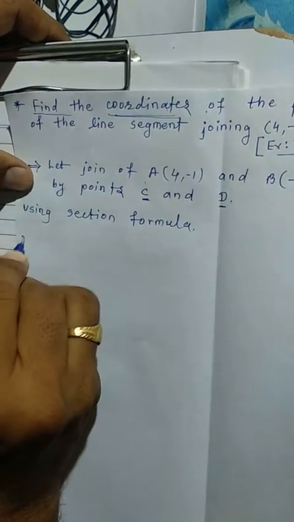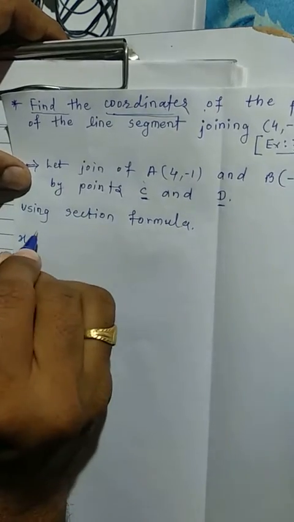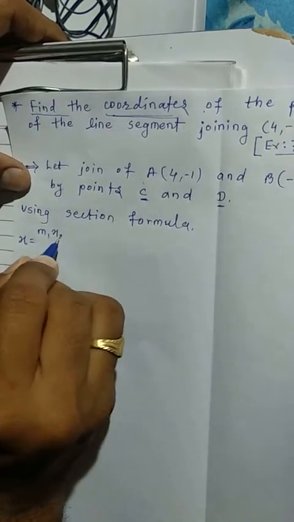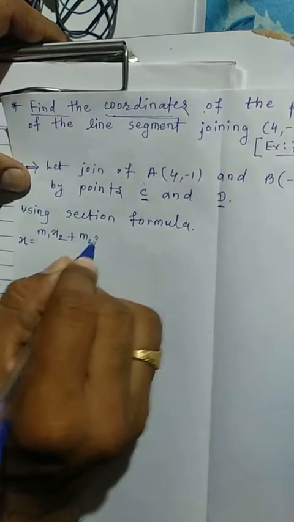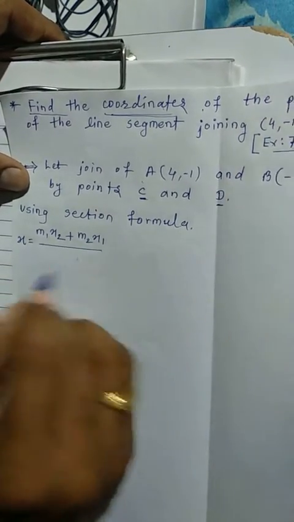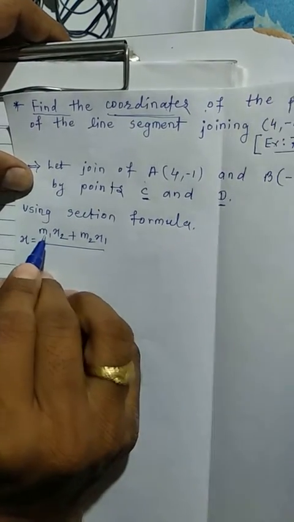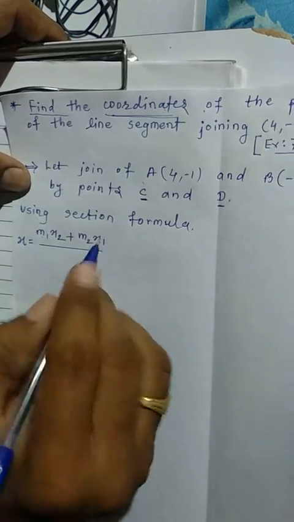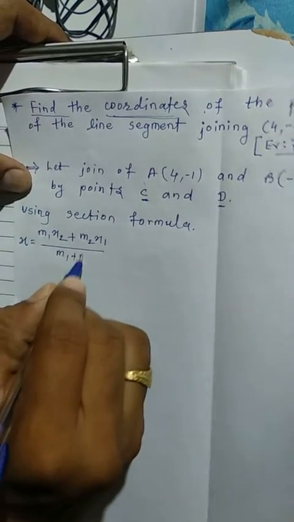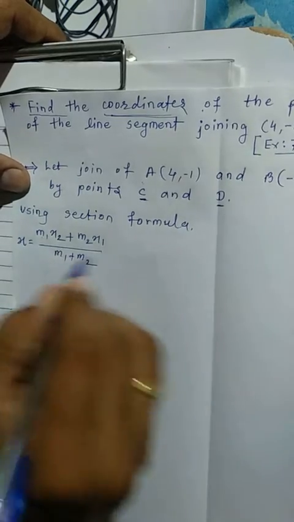So for x we are writing the section formula as x equal to (m1 x2 plus m2 x1) upon (m1 plus m2). Cross multiply, go alternate. It means if m1 is taken then take x2, and if m2 is taken then take x1. This is for x.